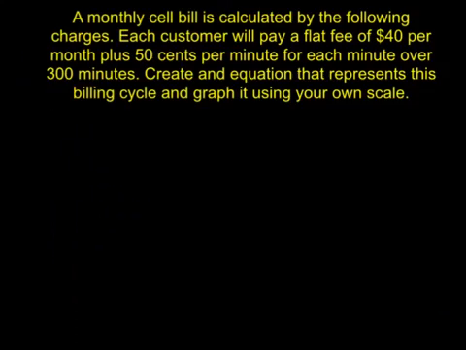A monthly cell bill is calculated by the following charges. Each customer will pay a flat fee of $40 per month plus 50 cents per minute for each minute over 300 minutes. Create an equation that represents this billing cycle and graph it using your own scale. Well, if I'm going to create an equation and I have to graph it, then what form must that equation be in?